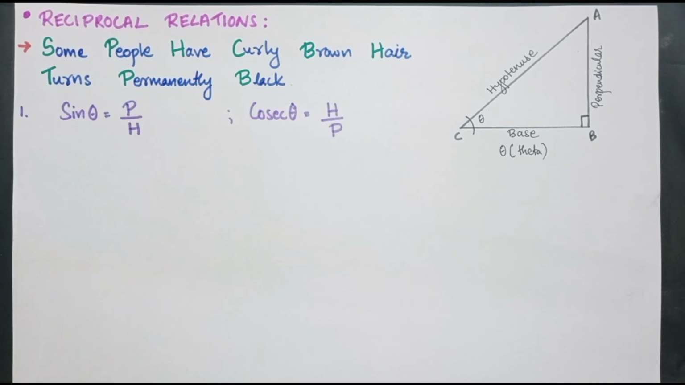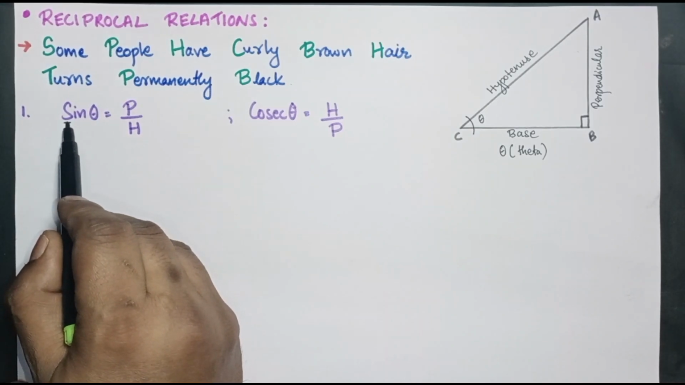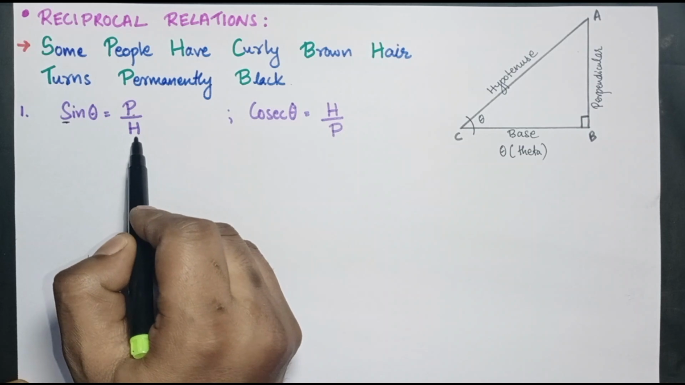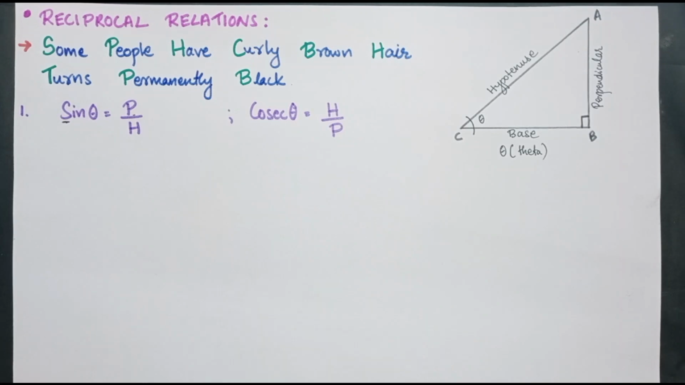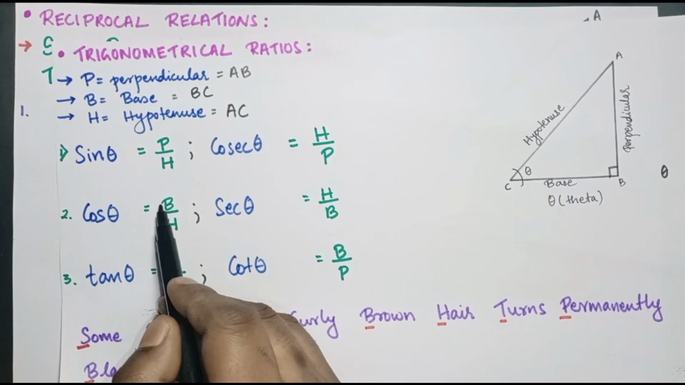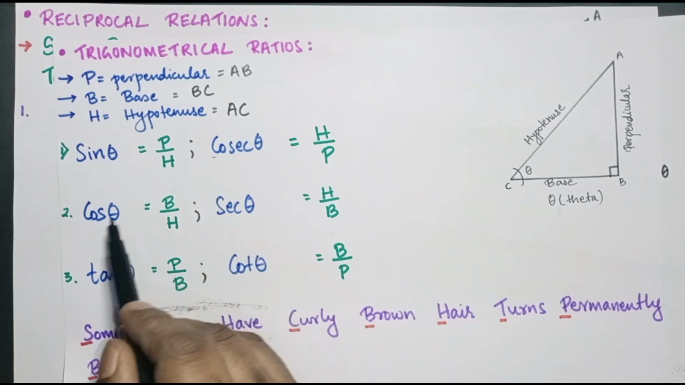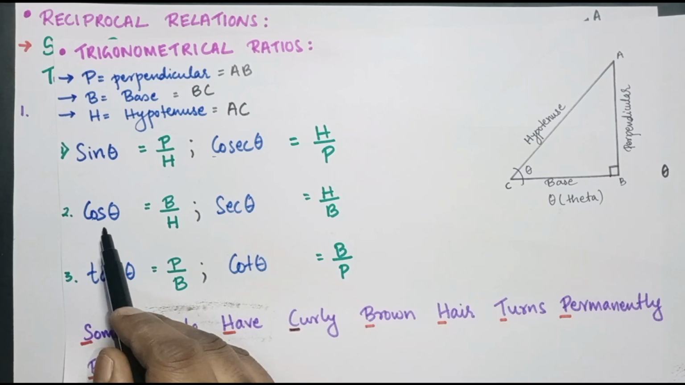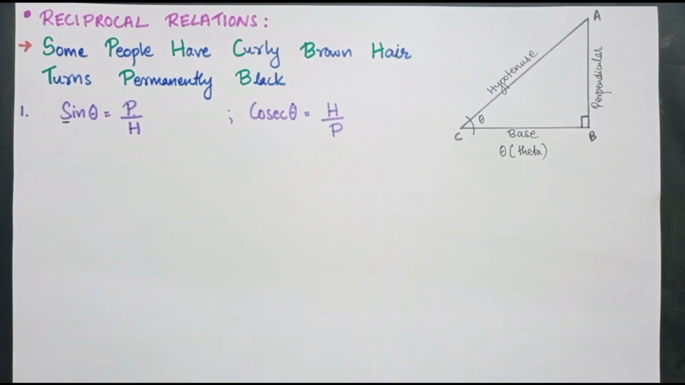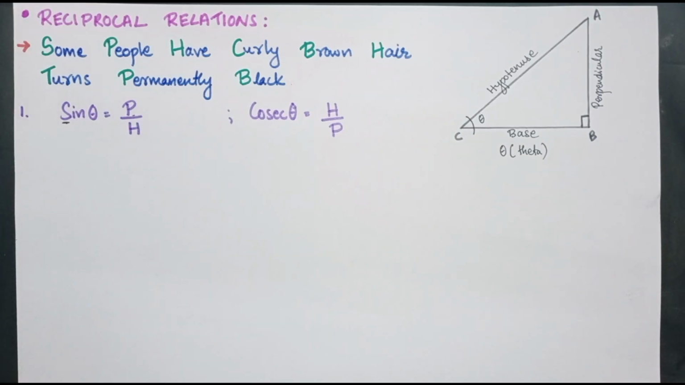So we'll form a reciprocal relation. Here you can see sine, some people have. Now many students get confused between cos and cosec theta. You can see here, this is your curly brown hair. So curly brown hair is your cos. It's not cosec, because both have cos. So curly brown hair means it's your cos theta, not the cosec theta. Then we have cosec theta, which is the reciprocal. So the reciprocal of P by H is H by P.